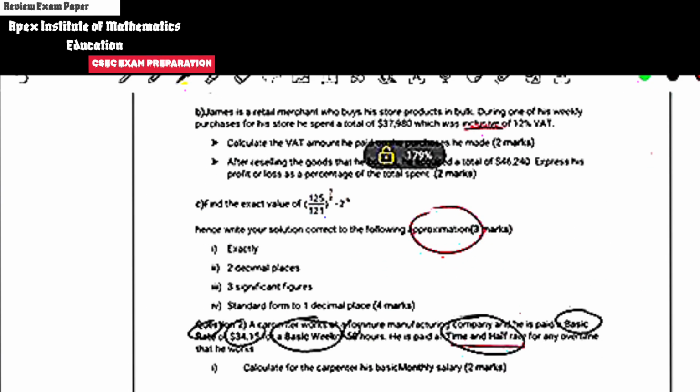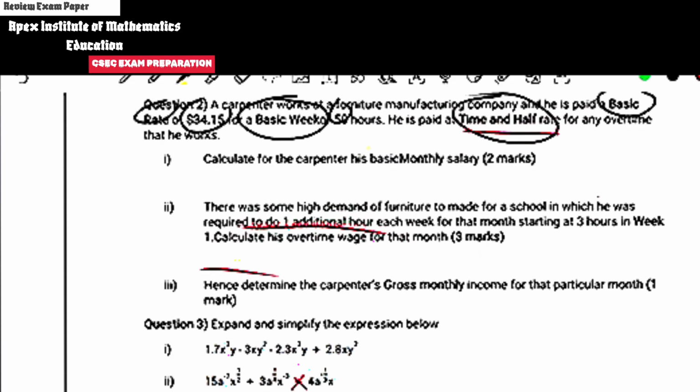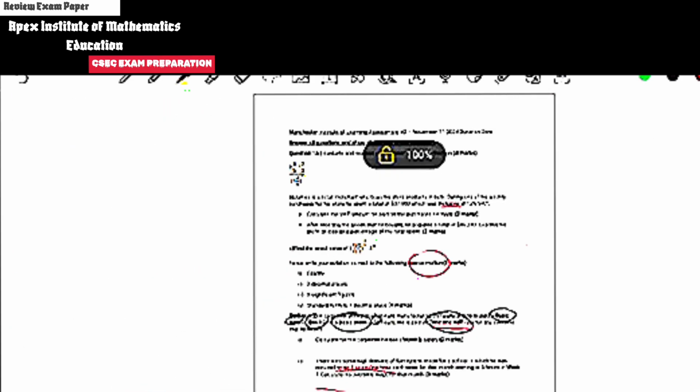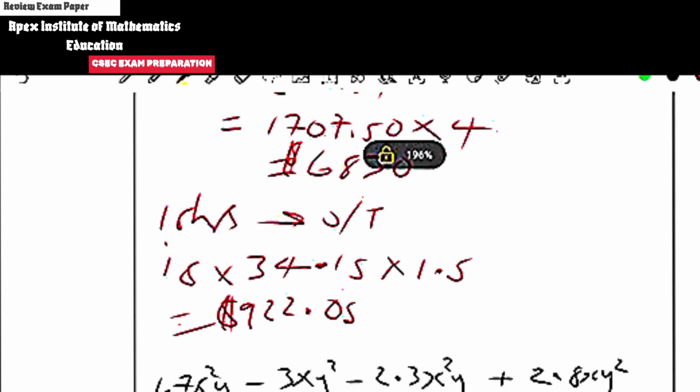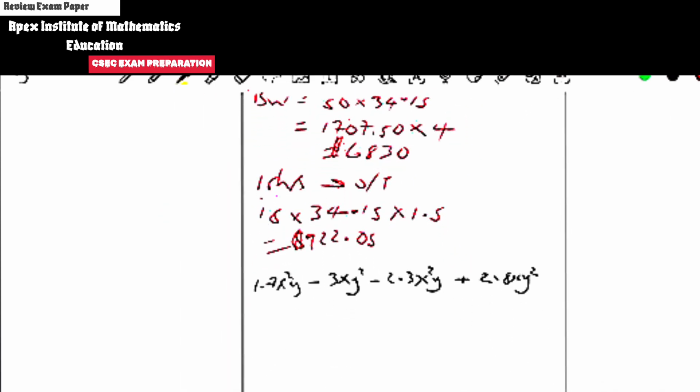All right, good. So we're going to be moving on to the final part of that question. It's a little bit chopped up here. It did say at the end right here that we should hence determine the carpenter's gross monthly income for that particular month, and it's just a mark, so it doesn't require much really. All right, so the gross month then obviously would have been the $6,830.